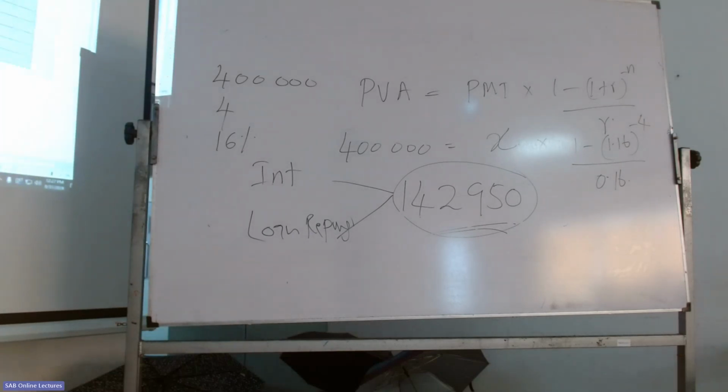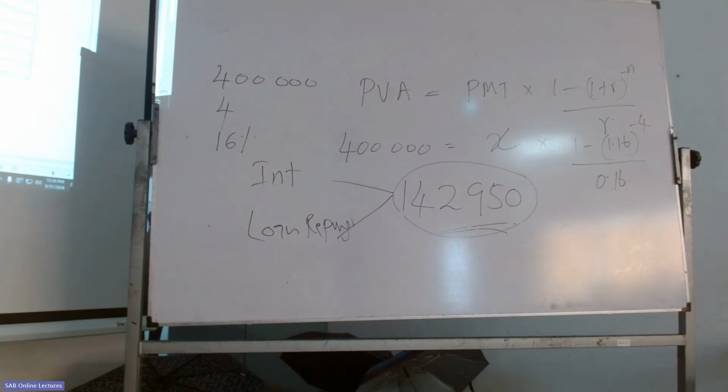Now this is your loan amortization schedule. Year 1, balance at the start, or the opening balance of the loan. Your borrowed amount is 400,000. Your loan at the beginning of the period, so this is the opening balance or the beginning balance of the loan, is 400,000 because you borrowed 400,000.